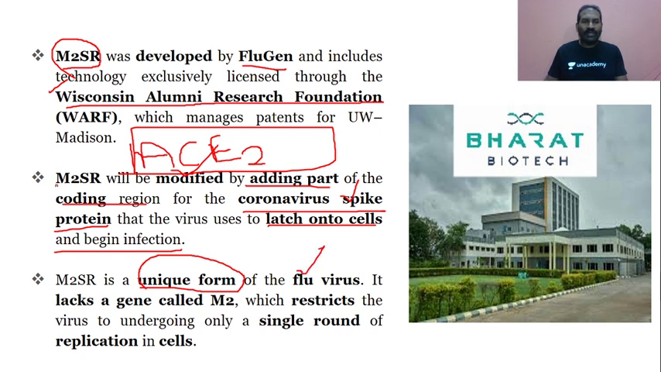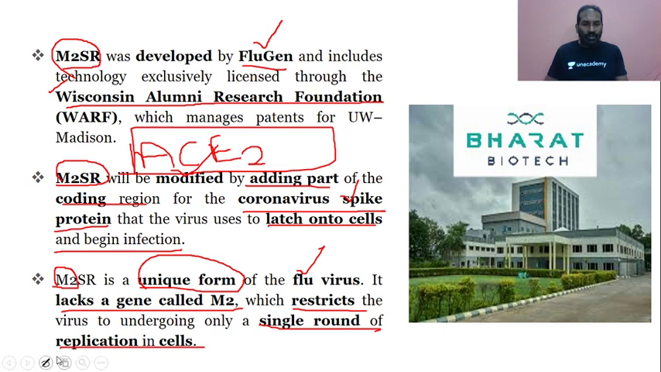Please understand, this is M2SR, which is developed by FluGen, a unique form of flu virus, wherein this M2SR lacks a gene called M2. This gene which is lacking, M2, will restrict the virus to undergoing only a single round of replication in the cells. Because M2 is not present, it will restrict replication in the cells to a single round.